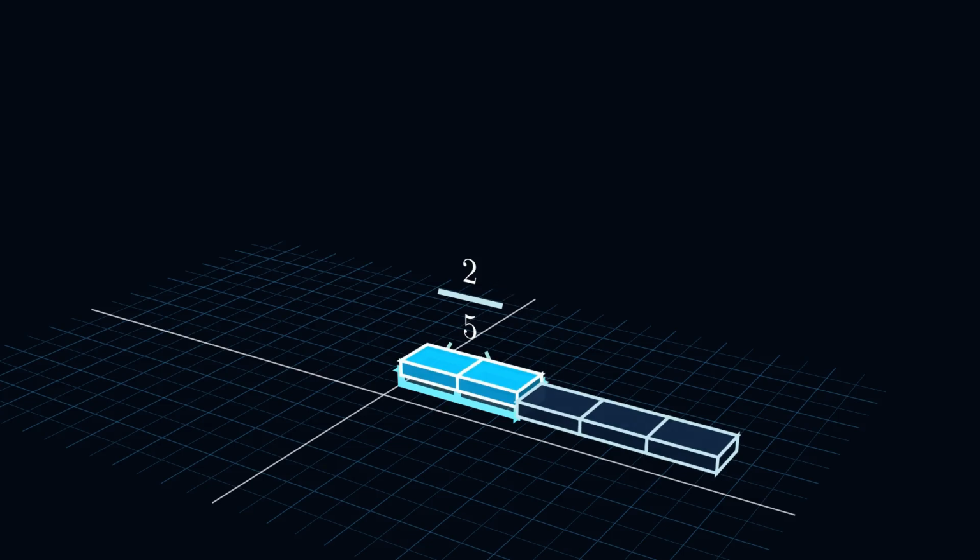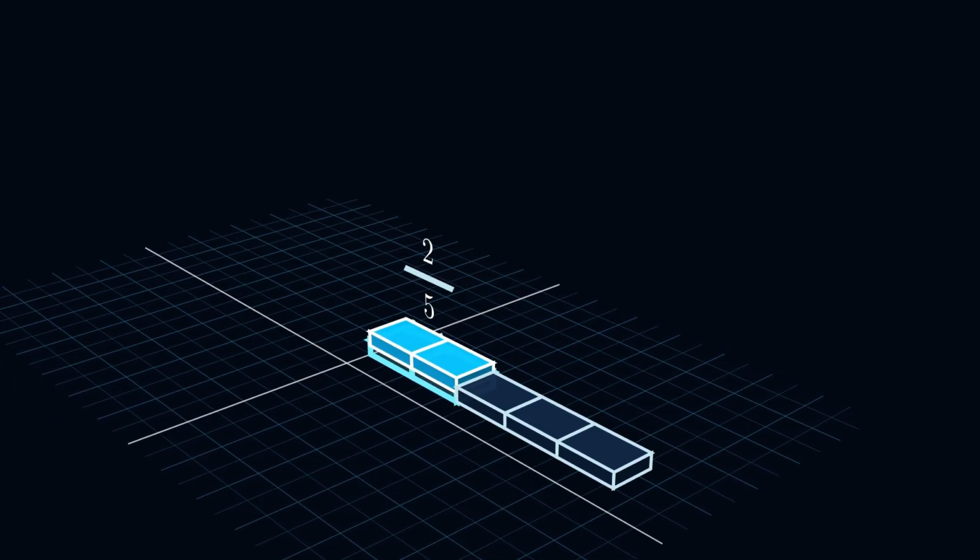This matters. A fraction is not only about the pieces we choose, it is also about the whole those pieces came from. 2/5 means 2 selected parts, when the whole has been divided into 5 equal parts.